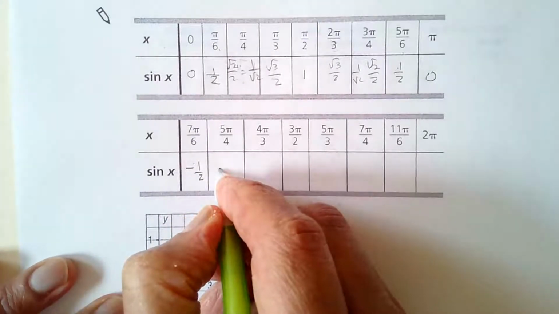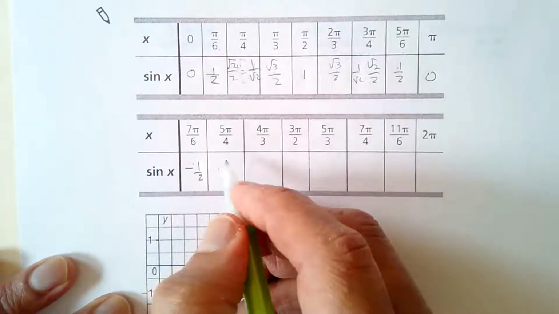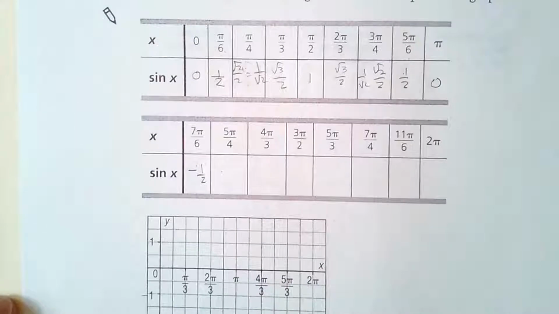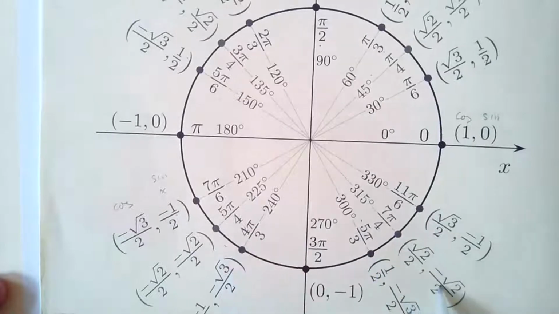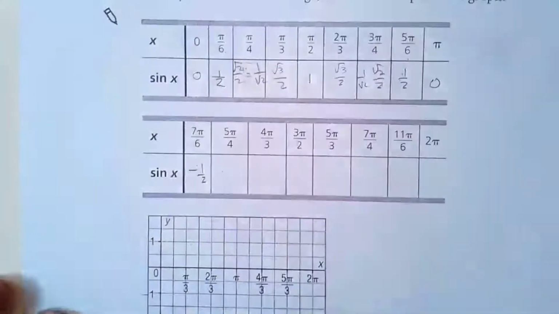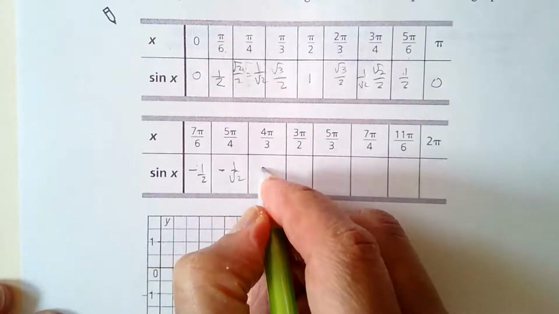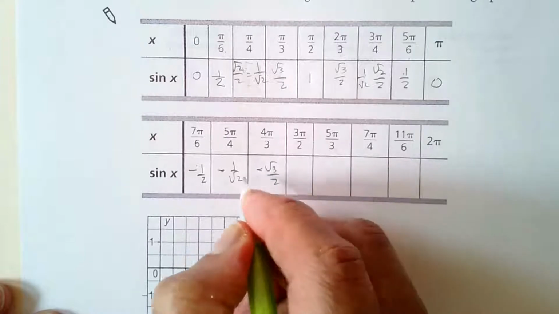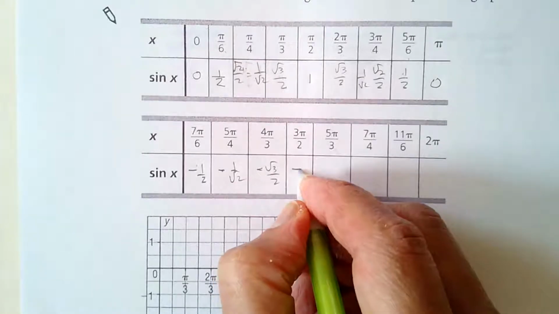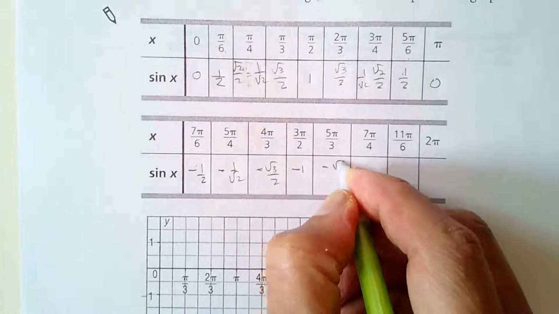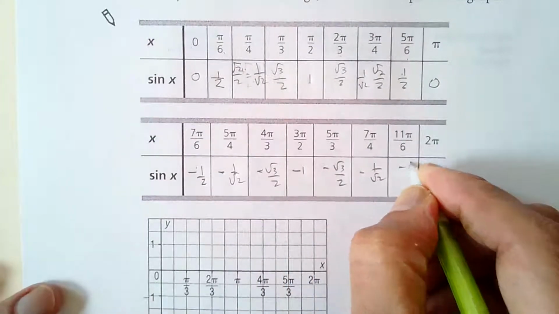5 pi over 4, which is, now you can notice, it's going to be the repeat of root 2 over 2. But in this case, because sine is negative in this quadrant, and these two quadrants, they'll be negative. So all sine will be negative throughout here. So we have negative 1 over root 2, then we have negative root 3 over 2, or this is root 2, negative root 2 over 2. Negative 1, 5 pi, negative root 3 over 2, negative 1 over root 2, negative a half, 0.